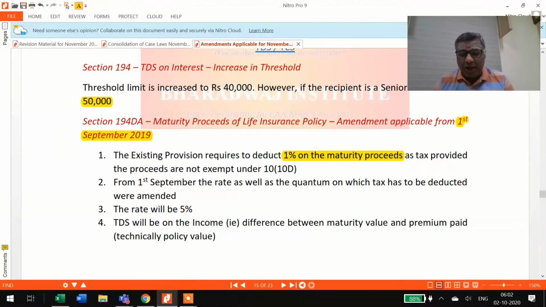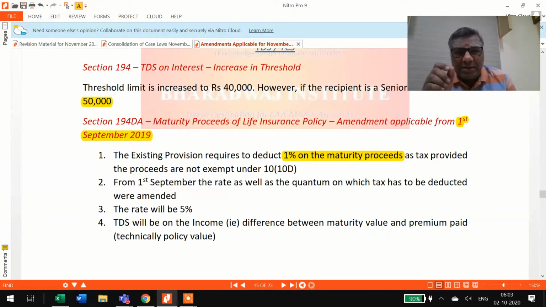What is this 10(10D)? Okay, a quick summary of 10(10D): if the premium does not exceed annually 20% of the policy value, if the policy is taken on or before 31/3/2012, and the premium does not exceed 10% of the policy value, if the policy is taken on or after 1/4/2012, it is known as proceeds which are exempt under 10(10D).